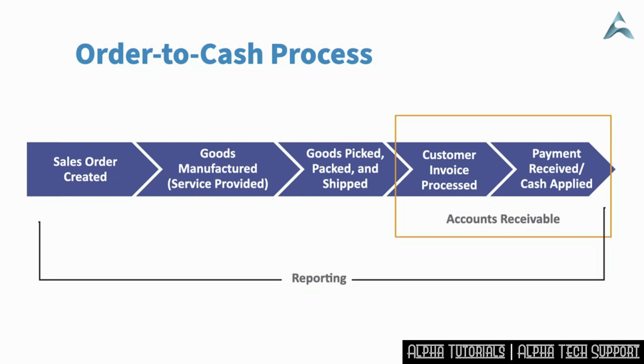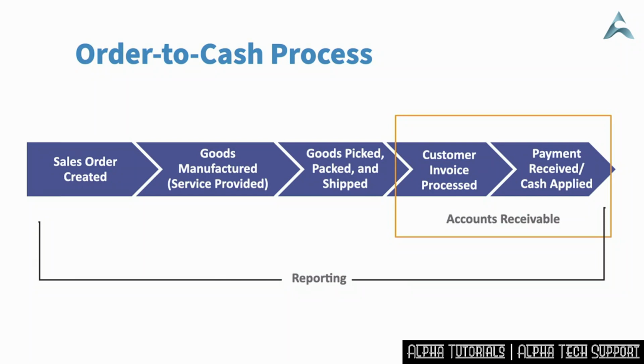Next, if the company is selling a service, the service is provided. Or if a product is being sold, the product is manufactured or located in available inventory. Then the product is picked from inventory, packed appropriately, and shipped off to the customer. Then, a goods issue is created, which reduces stock in the system. Now we create the invoice and submit it to the customer.